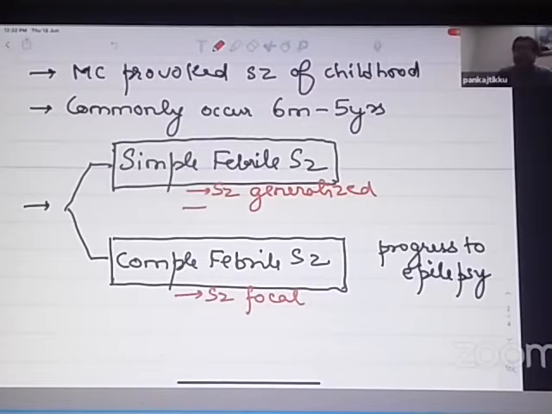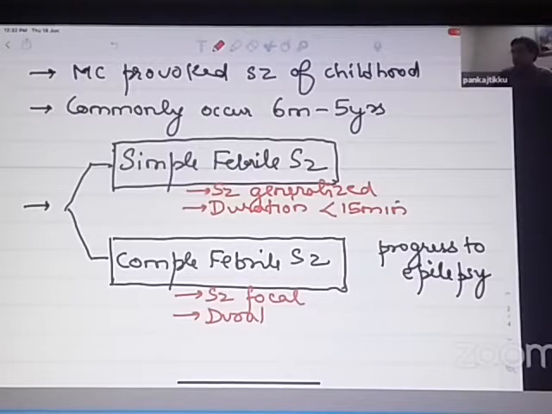Second, ask the mother, how long did the seizure last? If the duration of the seizure was less than 15 minutes, it's likely to be a simple febrile seizure. But if the duration was more than 15 minutes, it is likely to be a complex febrile seizure. So ask the mother, how long did you see your child seizuring? Mother says, doctor, I saw my child seizuring for around 5 minutes, 7 minutes, 10 minutes. I will say this is a simple febrile seizure. Mother says, doctor, it has been almost 20 minutes, the child has been seizuring.